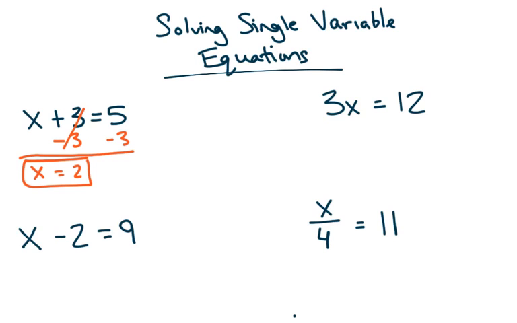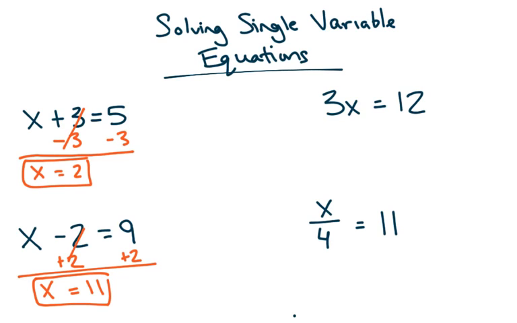Moving down, you look at x minus 2 equals 9. The 2 is being subtracted. I need to get it to the other side of the equal sign, so I do the opposite of subtraction, which is addition. And again, I have to do that to both sides. I'm left with x equals 11. That's kind of where it all begins when it comes to pre-algebra.